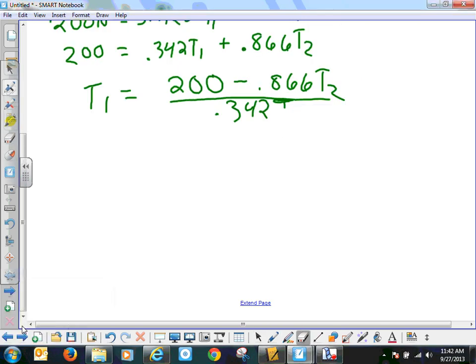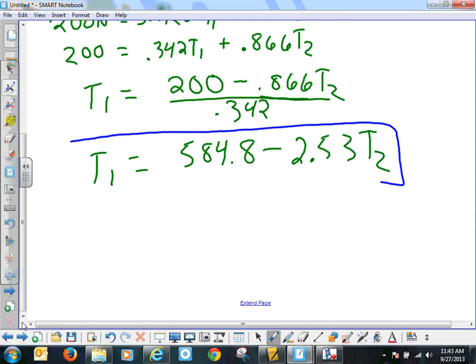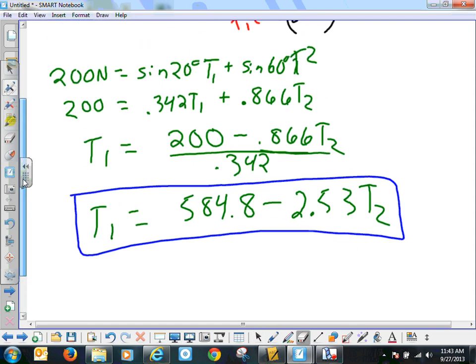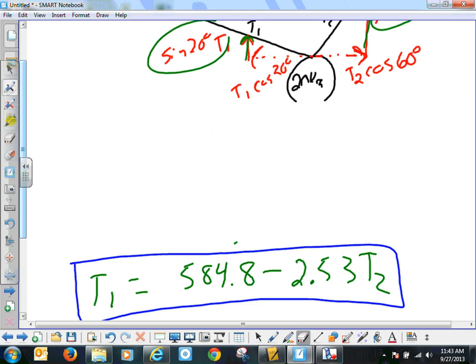I don't know why I put T1 over here. I was trying to solve for T1 and I didn't. So it's 200 minus 0.866 T2 all over 0.342. So then T1 becomes equal to, what's 200 divided by 0.342? So then we come up with this final equation here for T1 in terms of T2. Just kind of set that off to the side and don't forget that. And now we have to work with our x's. So I'm going to erase all this here, keep the rest of it.